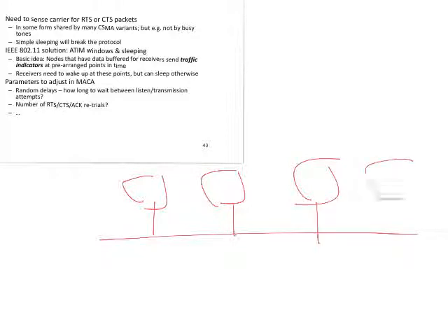So the thing is, if you have any shared medium, like this is a shared medium, and multiple nodes are trying to access that shared medium. This shared medium could even be wired, like a hub, or wireless, or anything. This is a logical topology now.